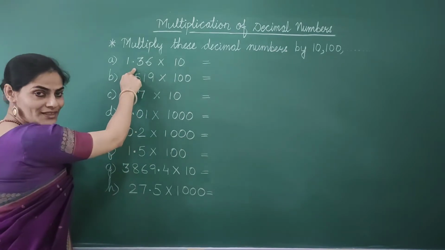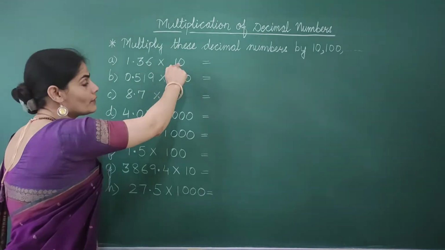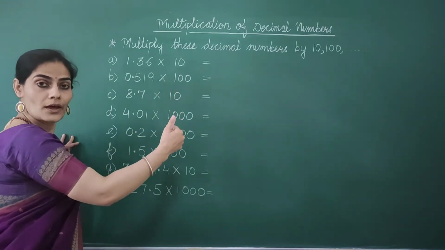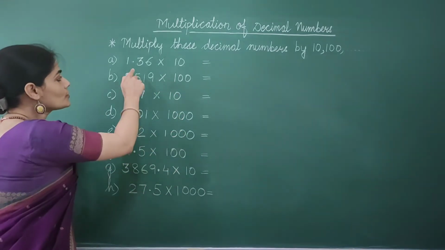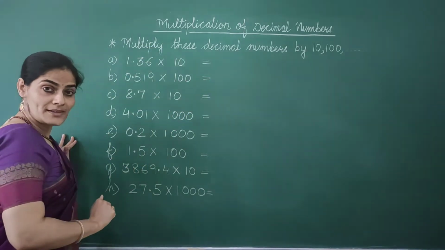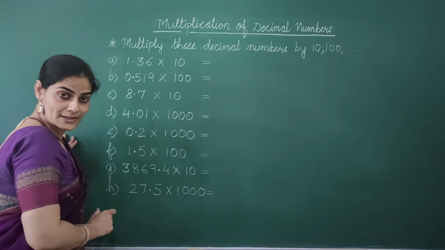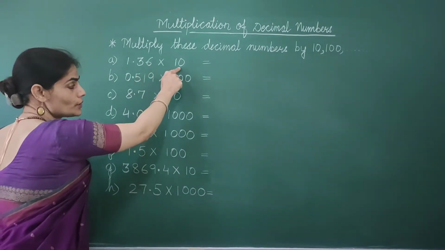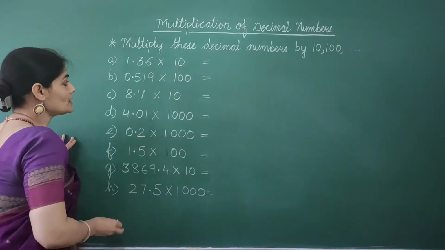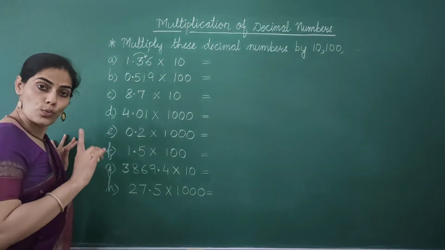So what do you observe in the first part? 1.36 is to be multiplied by 10. Whenever we multiply a decimal number by 10, 100, 1000, 10,000 and so on, the decimal point shifts towards the right side. By how many places? It depends on the number of zeros the multiplier has. Clear? So if we look at the first part, this is 10. 10 has got 1 zero. That means this decimal point will shift towards the right side by 1 place.